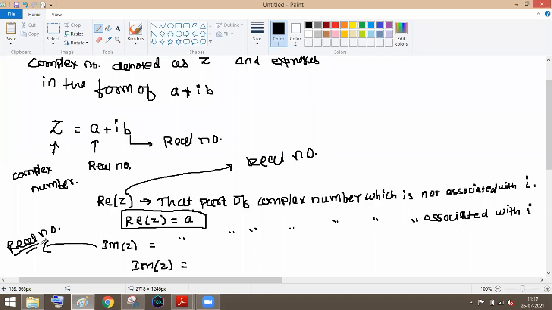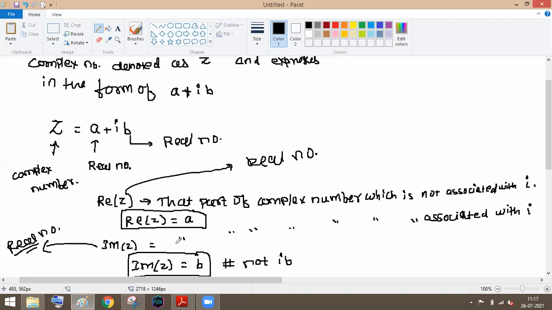We can't say that the imaginary part will be an imaginary number. Both are real numbers. It means that the imaginary part will be B and not IB. Many students write IB for the imaginary part of Z, but it is not IB, just B.